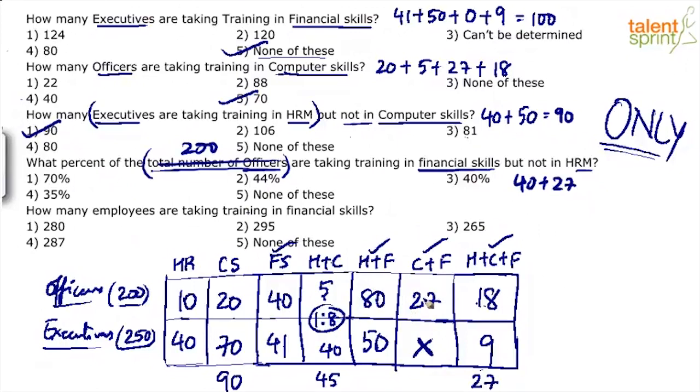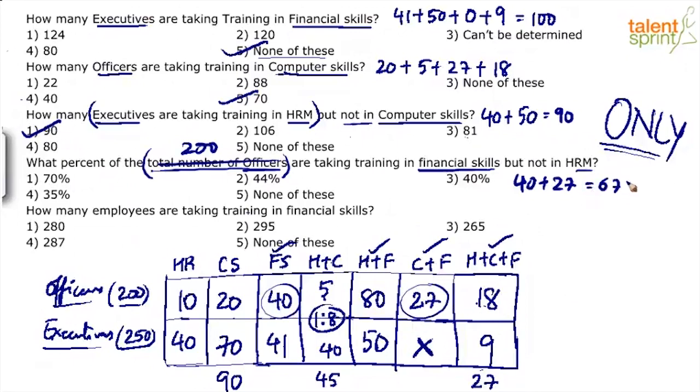That's it. 40 and 27, right? This value and this value. Because we want financial skills, we don't want HRM. So this cannot be taken because this involves HRM. This can be taken because it is financial skills and not HRM. And 18 cannot be taken because it involves all three. So 40 plus 27 is 67.